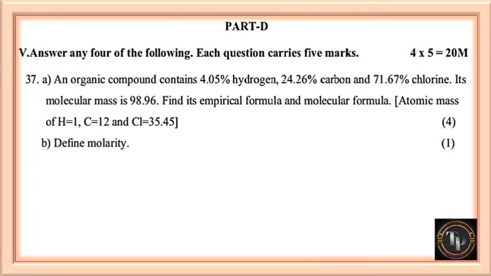Last case, part D. In part D again 2 parts are there, one is physical part and another one is organic part. The 4th one is a physical part. You have to answer 4 questions. An organic compound contains 4.05% hydrogen, 24.26% carbon, 71.67% chlorine. Its molecular mass is 98.96. Find its empirical formula and molecular formula. Atomic mass of hydrogen is 1, carbon is 12, chlorine is 35.45.